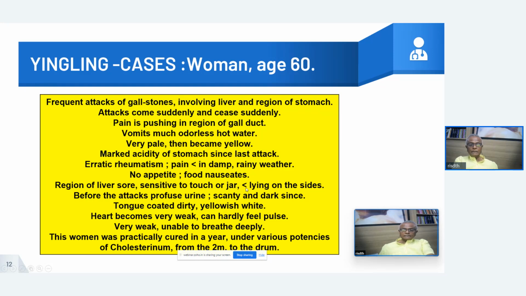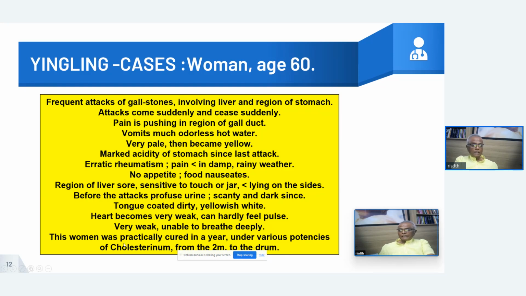Aggravated by jar. Jar means the slightest jerk will aggravate, and it is aggravated by lying on the sides. During the attack, profuse urine, then scanty and dark. Tongue coated dirty, yellowish or white. Heart becomes very weak, can hardly feel the pulse. Very weak, unable to breathe deeply.